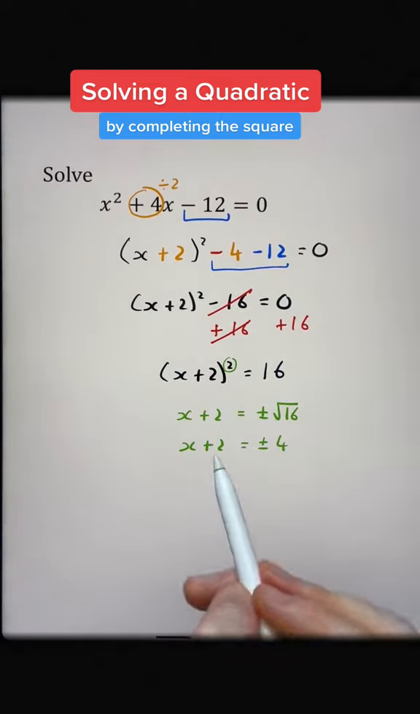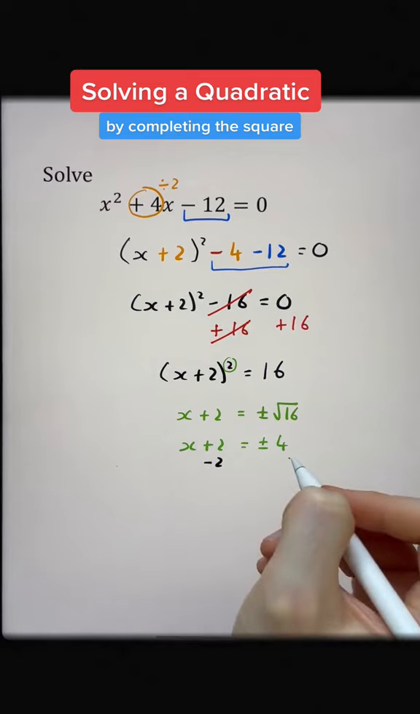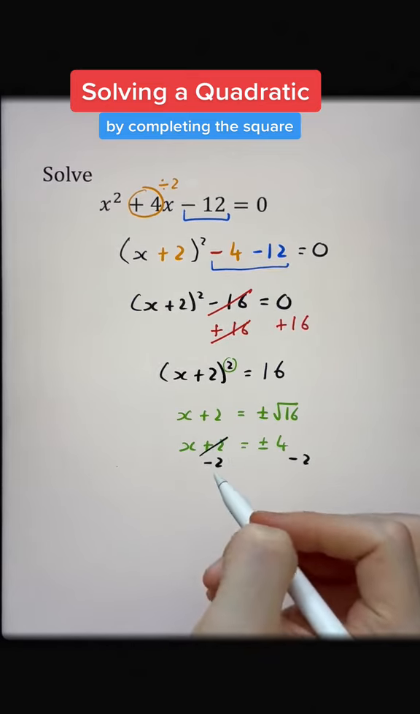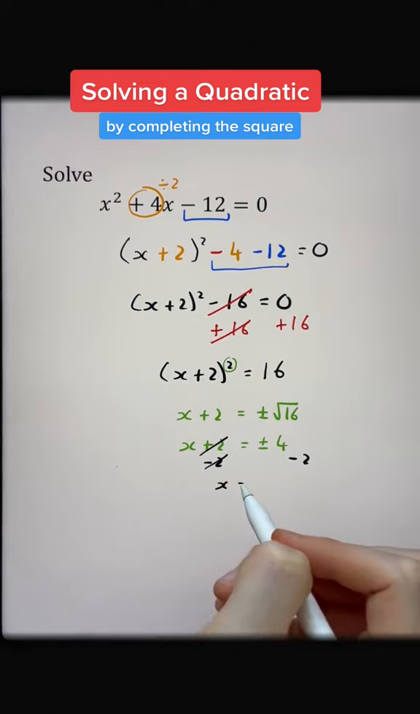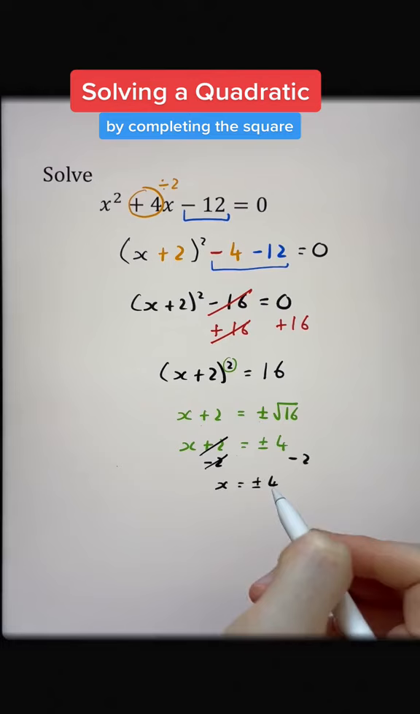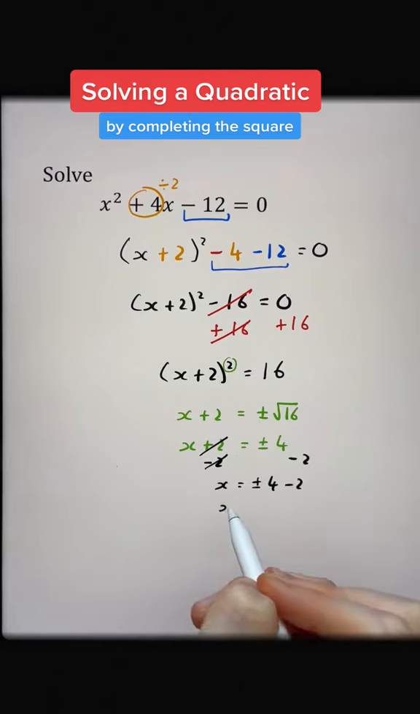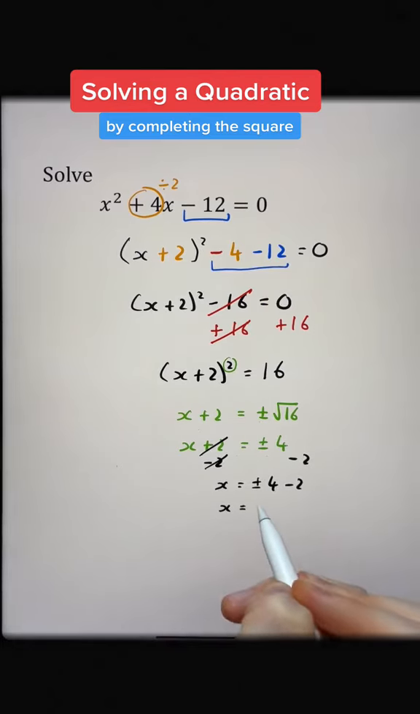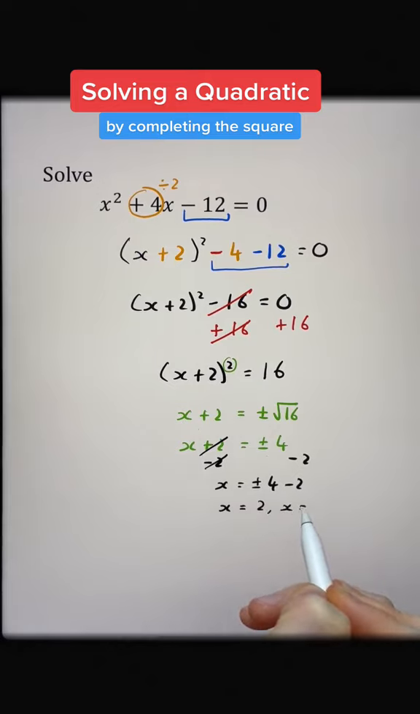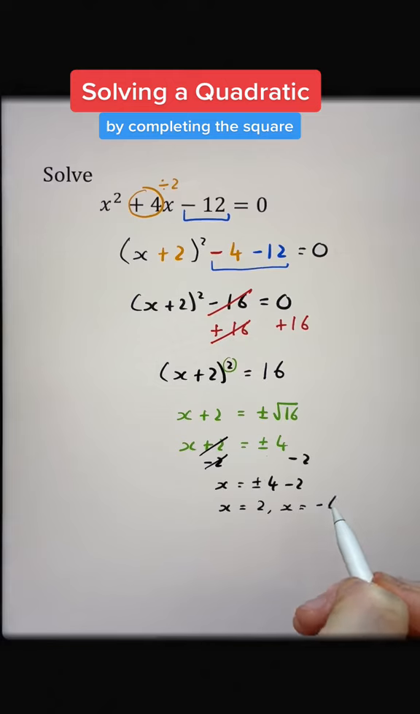As I'm solving for x, the opposite of plus 2 is subtract 2 from both sides of my equation. 2 take away 2 will cancel, leave us with x. On the right hand side, I've got plus and minus 4, subtract 2. Therefore, my two solutions for x are positive 4 subtract 2, which gives us 2, and negative 4 subtract 2, which gives us negative 6.